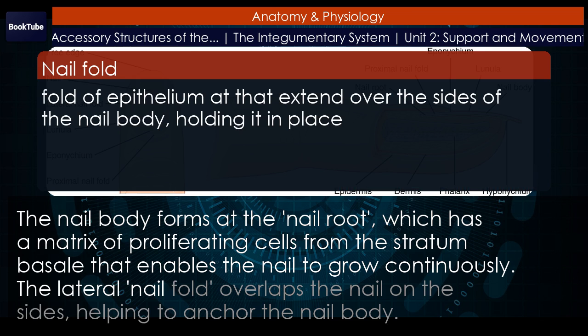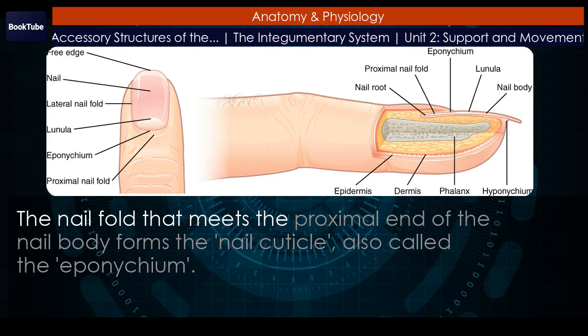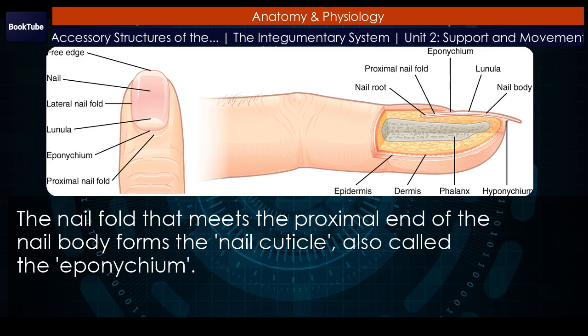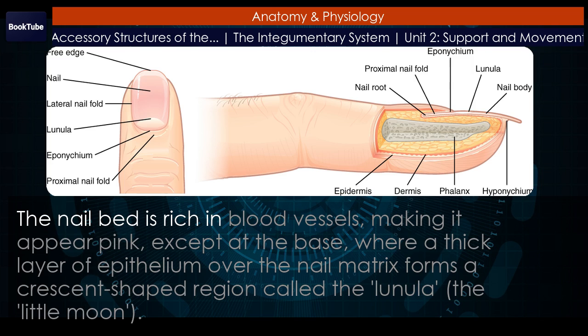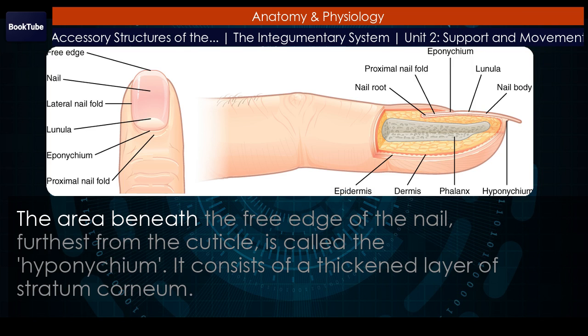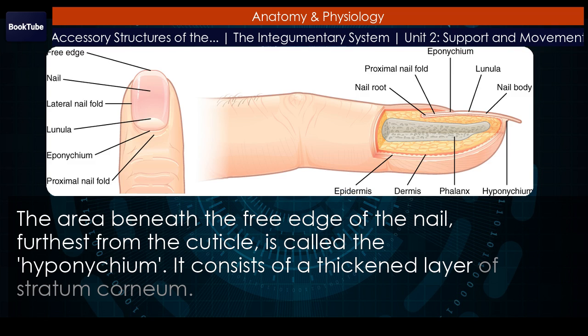The lateral nail fold overlaps the nail on the sides, helping to anchor the nail body. The nail fold that meets the proximal end of the nail body forms the nail cuticle, also called the eponychium. The nail bed is rich in blood vessels, making it appear pink, except at the base, where a thick layer of epithelium over the nail matrix forms a crescent-shaped region called the lunula, the little moon. The area beneath the free edge of the nail, furthest from the cuticle, is called the hyponychium. It consists of a thickened layer of stratum corneum.